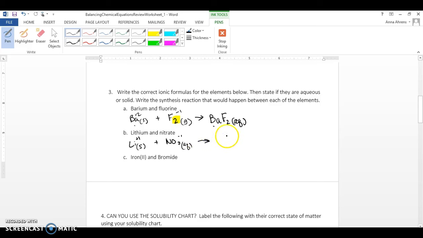And then we can go ahead and we're going to crisscross these. So we get LiNO3. And that is going to be aqueous as well. We try to balance them, 1 lithium, 1 lithium, 1 nitrate, 1 nitrate, we are good to go.